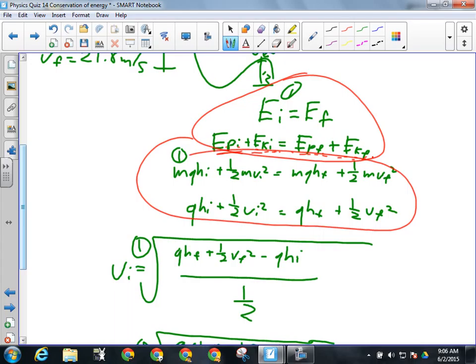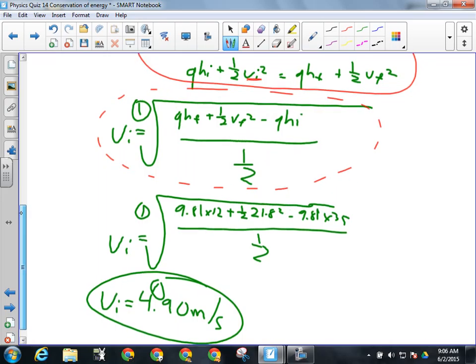Then we got to manipulate for v i. Okay, so we're looking for this one right here. So the first thing I'm going to do is subtract g h i over to this side. Okay, and then I'm going to divide by the 1/2, and then I'm going to square root, and that's going to leave me with this. So if they have that, you can give them another mark.